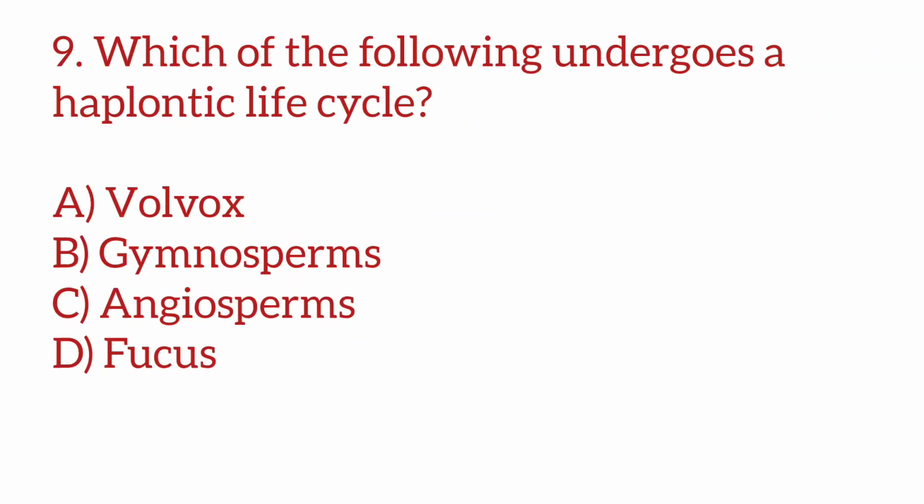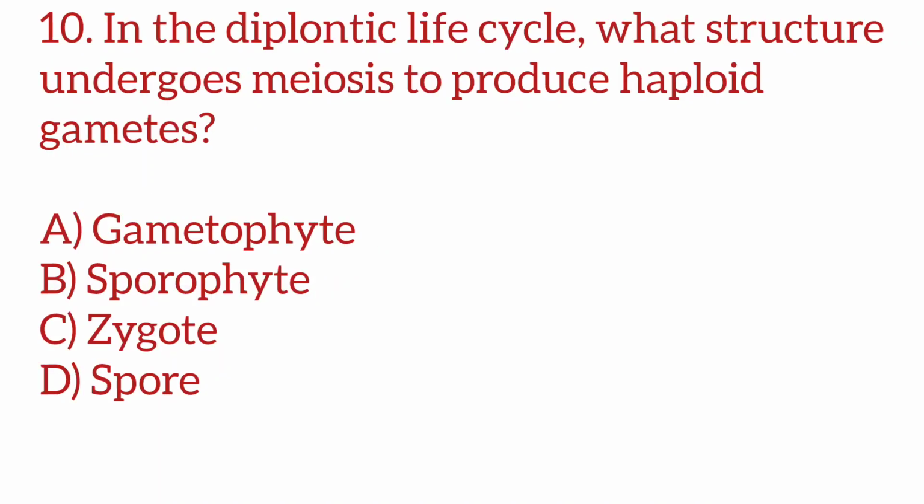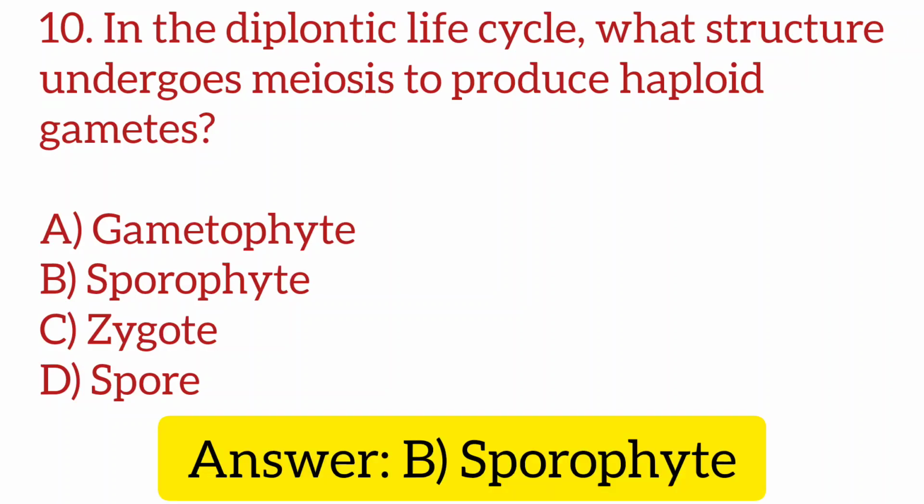Which of the following undergoes a haplontic life cycle? A. Volvox. B. Gymnosperms. C. Angiosperms. D. Fucus. Answer A. Volvox. 10. In the diplontic life cycle, what structure undergoes meiosis to produce haploid gametes? A. Gametophyte. B. Sporophyte. C. Zygote. D. Spore. Answer B. Sporophyte.